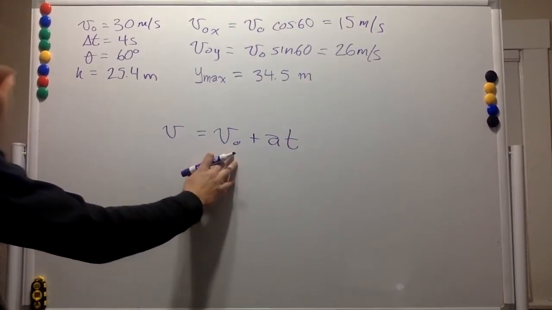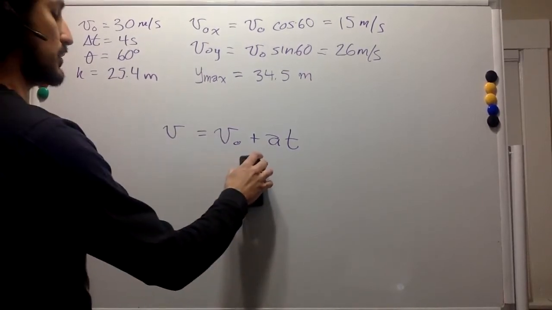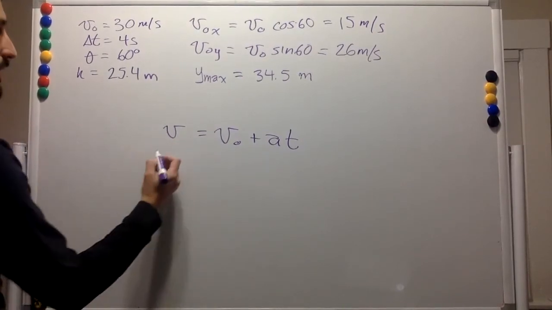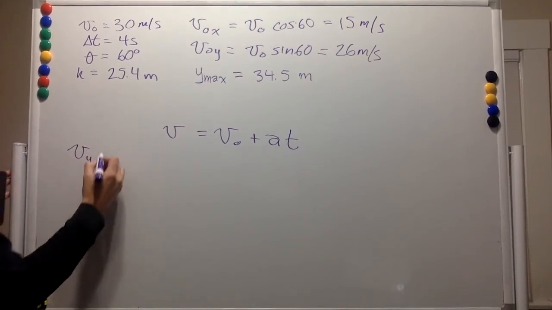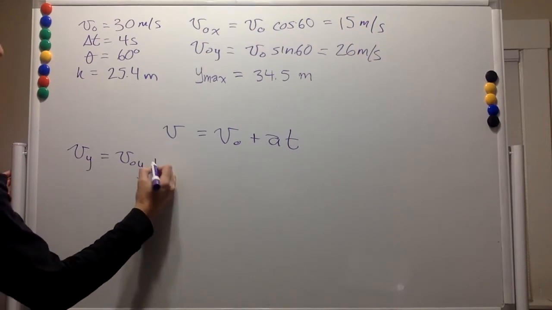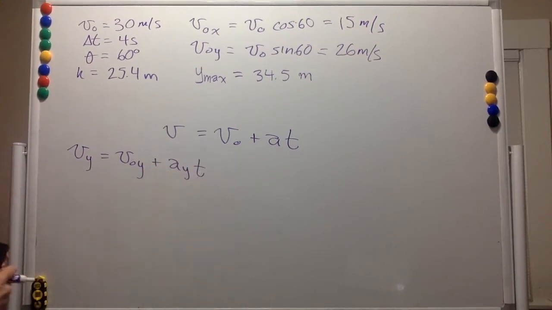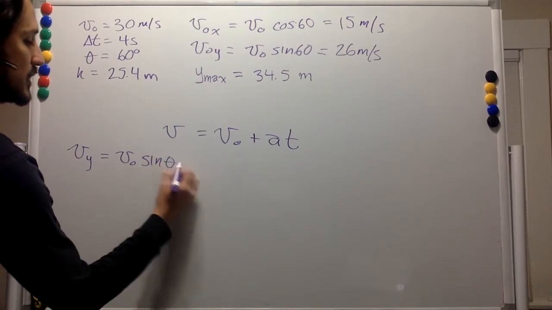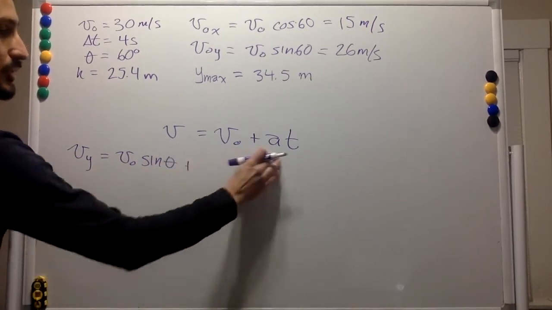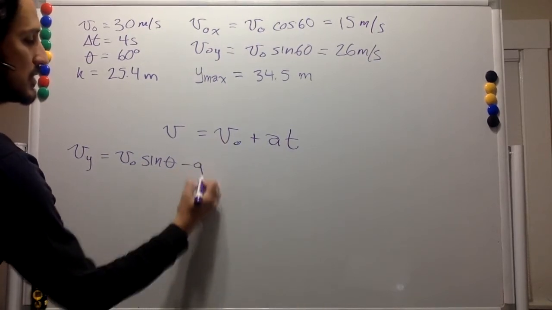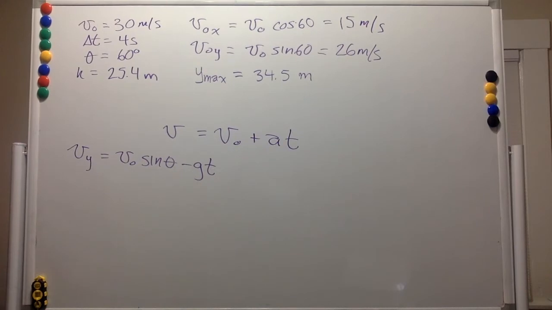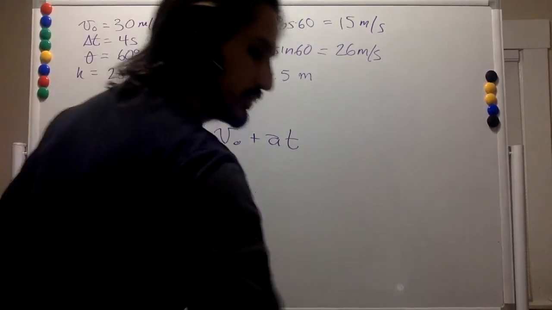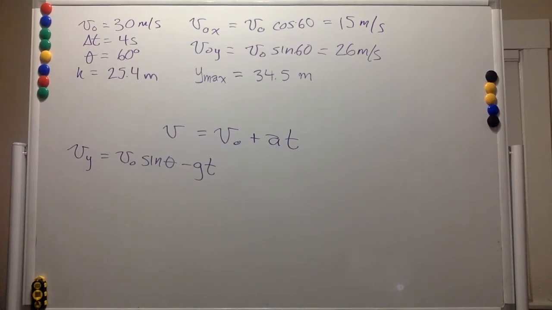We know the initial velocity. Well, actually, this is the general one, but we want the y component. I'm going to write it again. So the velocity in y is the initial velocity in y plus acceleration in y times the time. So this one is the initial velocity sine theta. And this one is going to be minus g times the time. We know the time is 4 seconds, the time that it took for the ball to impact or touch the edge of the hill.